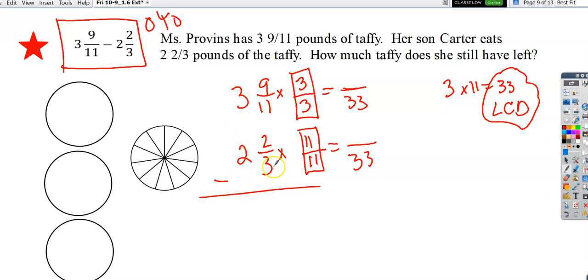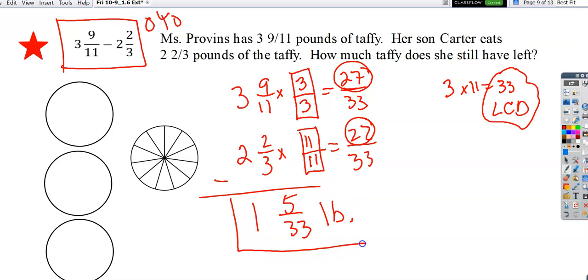I'm not touching the whole numbers, I'm just dealing with the fractions. 9 times 3 is 27, 2 times 11 is 22. Now, because the 27 is bigger than the 22, I don't have to do any regrouping. 3 minus 2 is 1. I have 33 on the bottom, and now the numerator counts how many? 27 minus 22 is 5/33, and it was pounds, and I'm going to abbreviate pounds. So there's my example, 1 and 5/33 of a pound. That's how much is left.